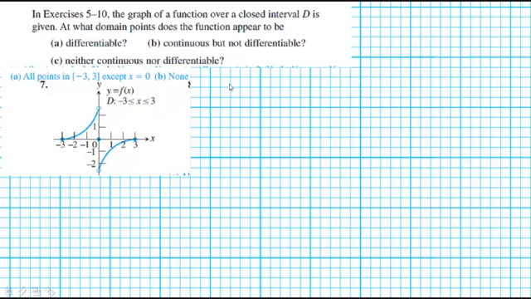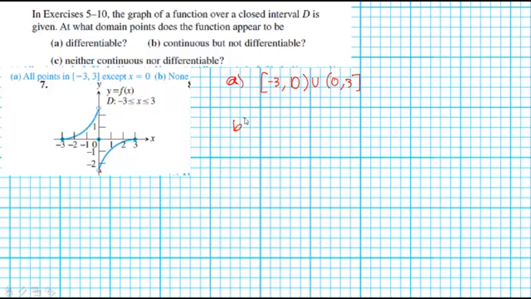Problem number 7, where is it differentiable? Well, it's going to be differentiable from -3, and then as we come up here we have a discontinuity, so up to 0 but not including 0, and then from 0 to 3. So there's where we are differentiable.